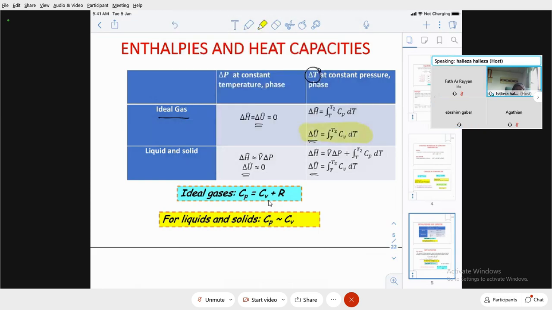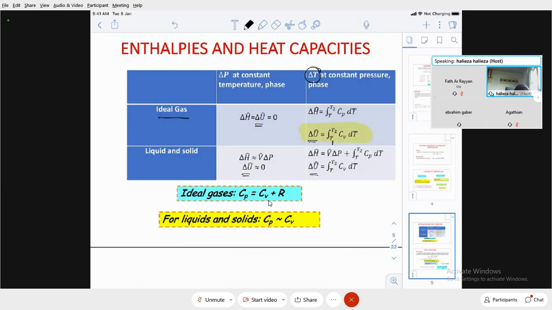We need to integrate CV instead of CP. It's constant volume. Yes, Ibrahim? I mean, it's T2 minus T1. CV, T2 minus T1. Okay. CV, yeah. It's not written over here. There should be T1 here. Okay. From T1 to T2, integrate CV with respect to temperature.